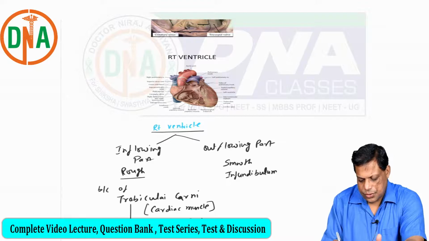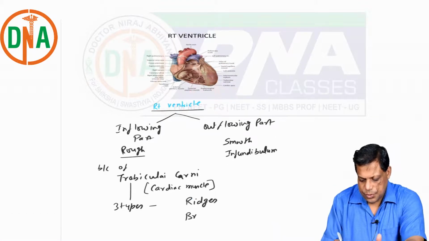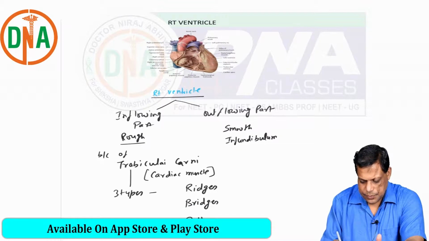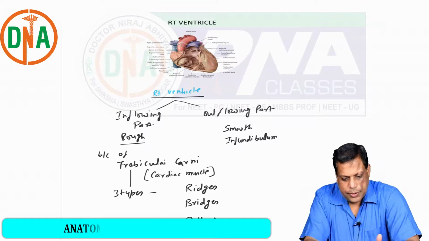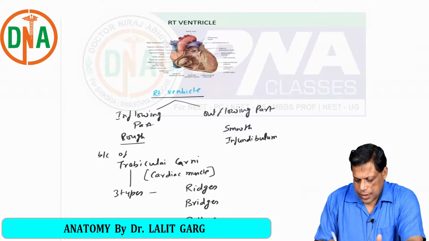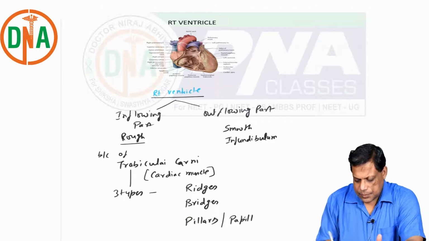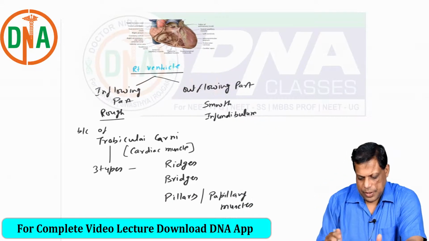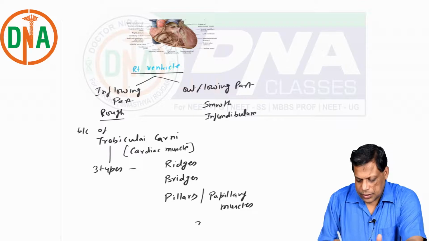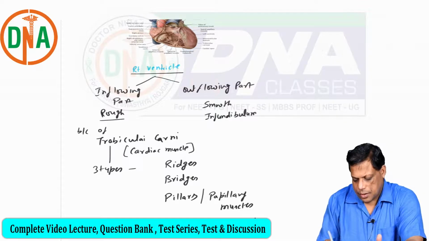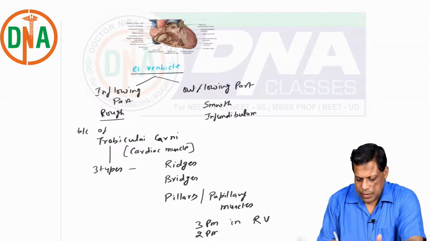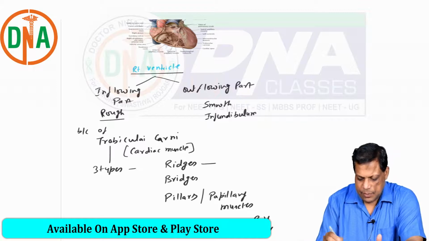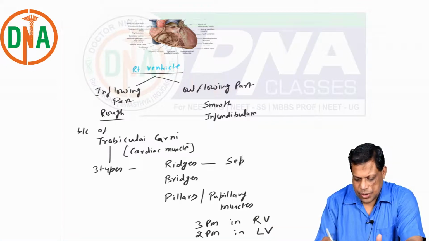ridges, bridges, and pillars. The pillars are also known as the papillary muscles. There are three papillary muscles in the right ventricle, while there are two papillary muscles in the left ventricle. And an example of ridges is the septomarginal trabeculae.